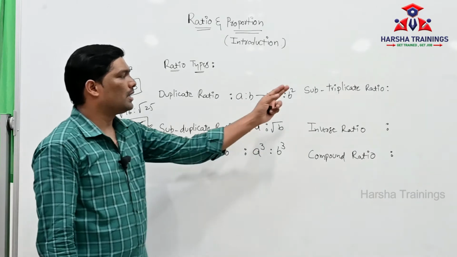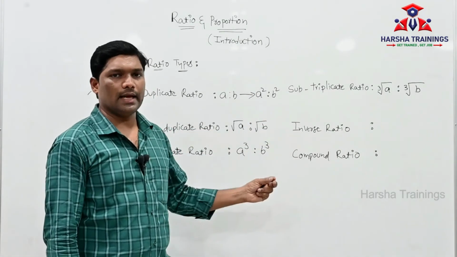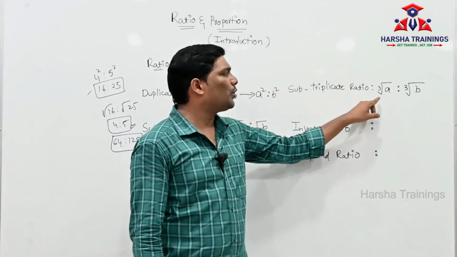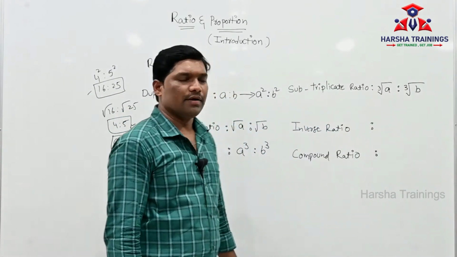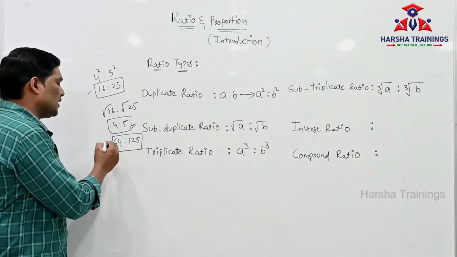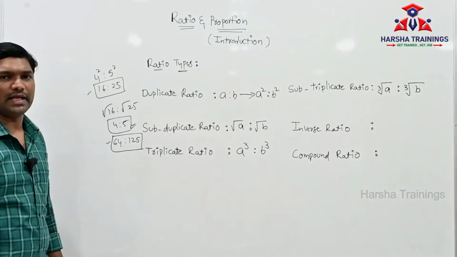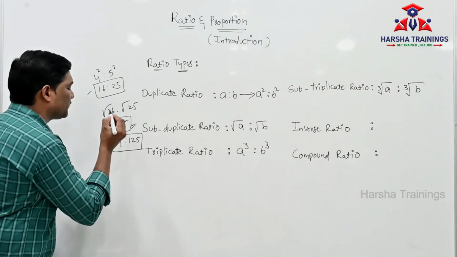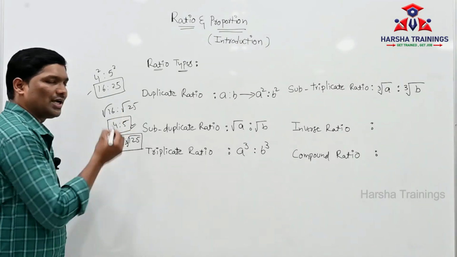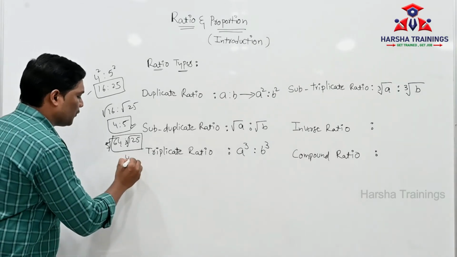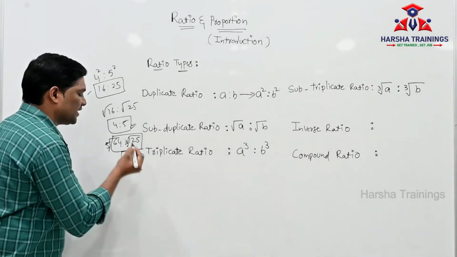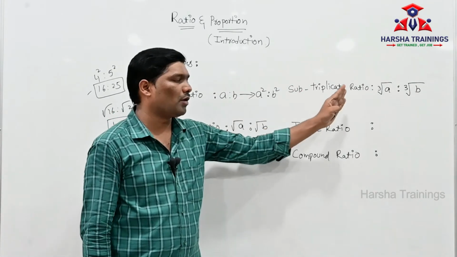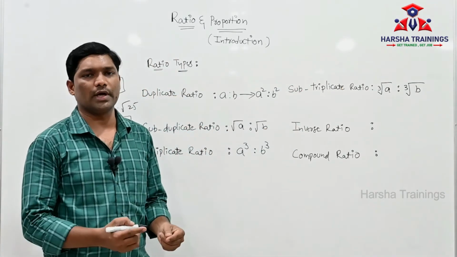And next coming to the subtriplicate ratio. For example, A is to B, the subtriplicate ratio is cube root of A is to cube root of B. For example, I'm taking the same example. So 64 is to 125. The subtriplicate ratio means cube root of 64 and cube root of 125. So what is the answer, guys? 4 is to 5. Just remember, guys, the subtriplicate ratio formula is cube root of A is to cube root of B.